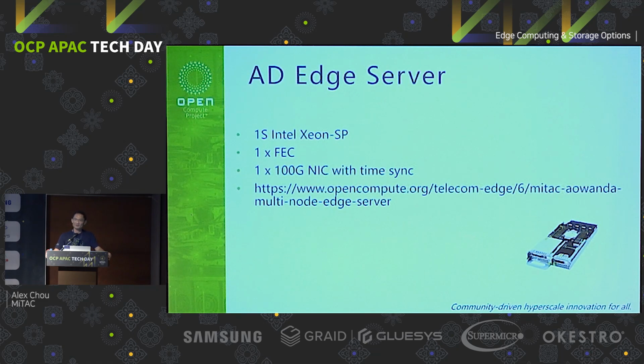As you know, OpenEdge is a 2U 3-node form factor, or someone does it in 3U 5-node. It's a one-socket CPU per node, and there are two expansion slots. So we can use one of them for the FEC and the other for the NIC, which supports time sync. We contributed this server to OCP, so it's available on the marketplace. So that's the way we configure it as a DU server.